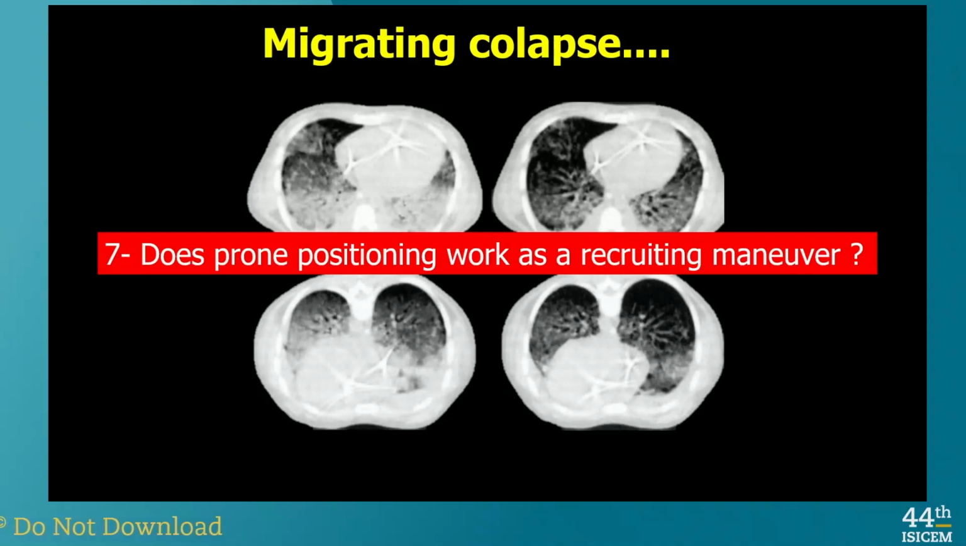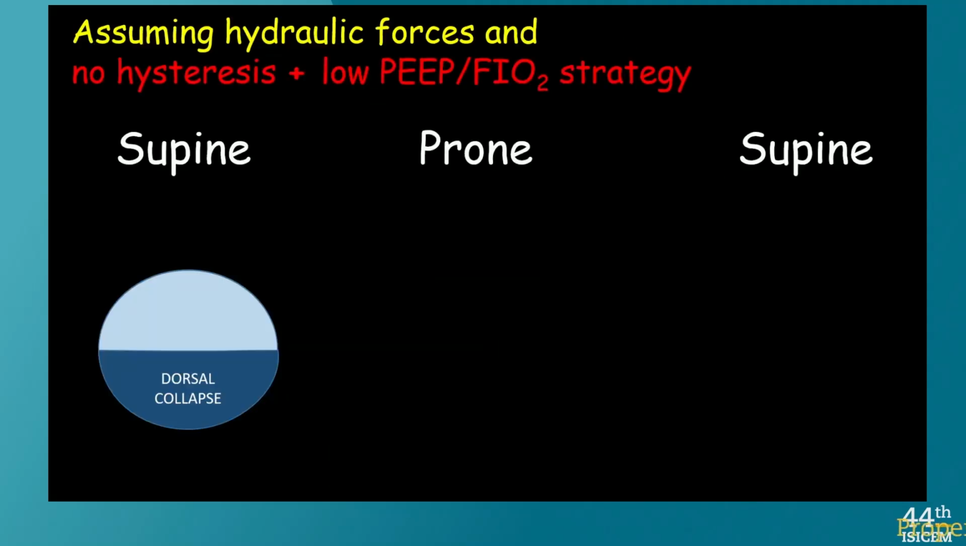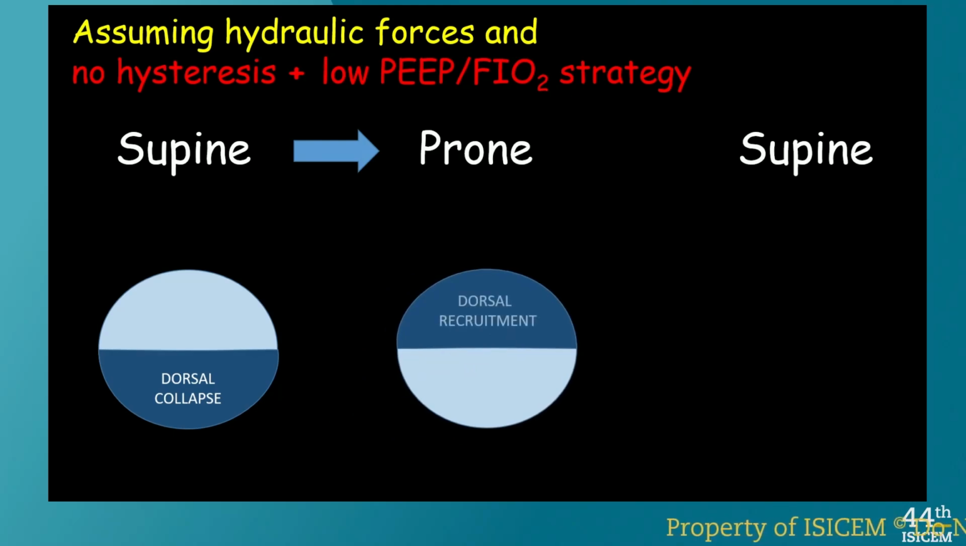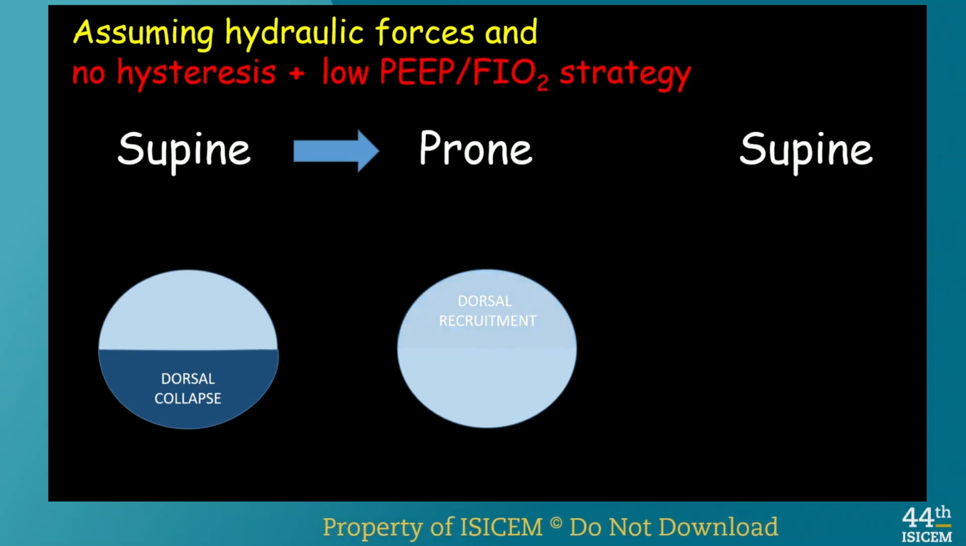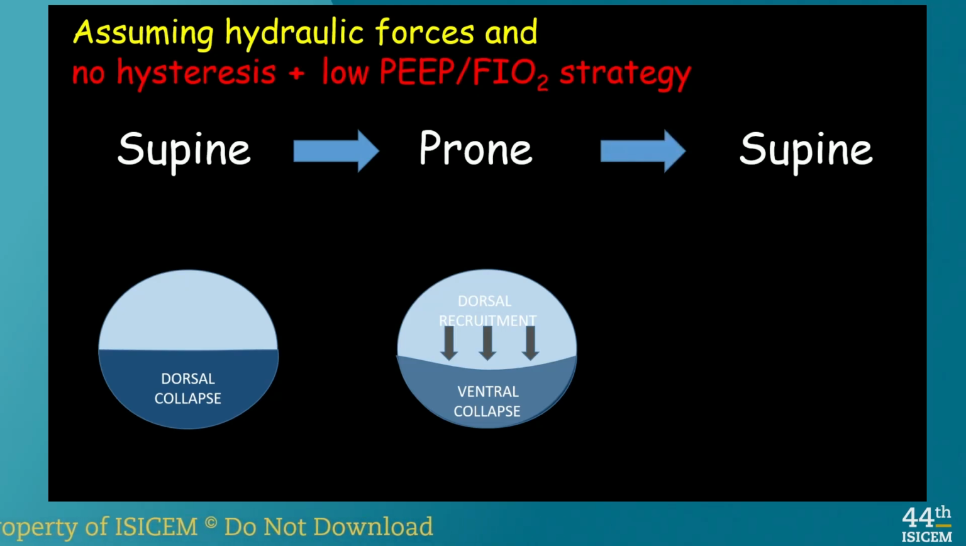So does prone, and this is my last topic, does prone work as a recruiting maneuver? And how long does it take? So when you're supine and you turn to prone, we know now doing sequential CT studies that you have a progressive dorsal recruitment and you have a progressive ventral collapse. If you do not make any special PEEP strategy, okay?